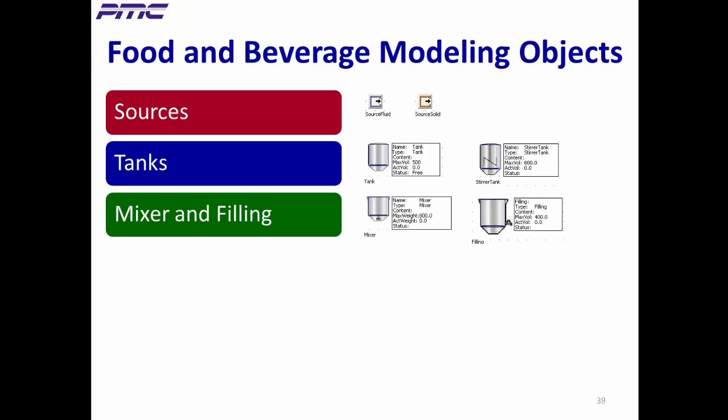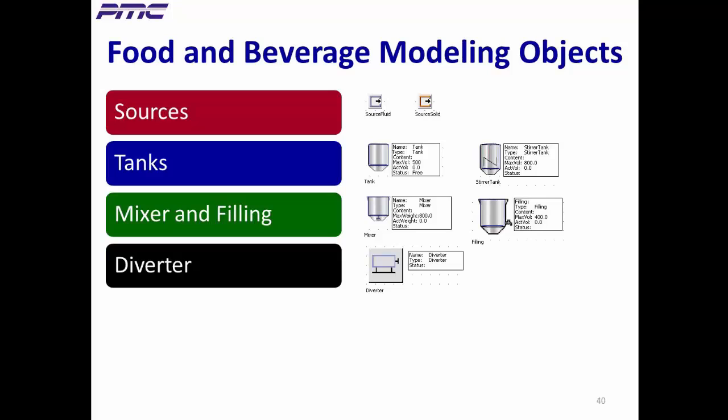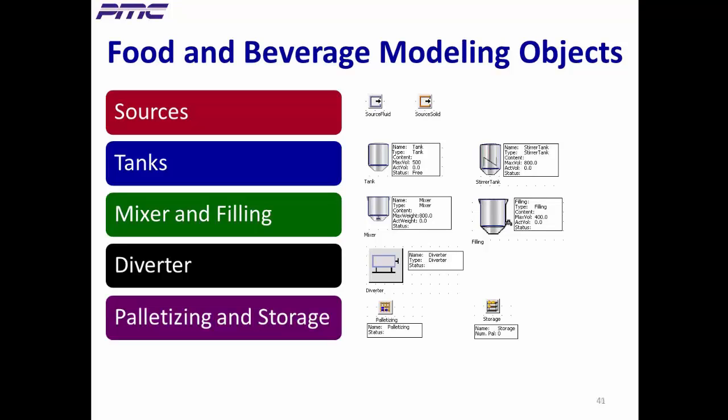The mixer is a special tank that can process both liquids and solids and mixes them together. The filling object is another specialized tank that consumes liquids and produces solids that represent filled cases like bottles or filled molds. The diverter singularizes products that have been filled into forms by the filling object. The palletizing object loads products onto pallets. The storage object stores pallets. It optionally lets you directly enter truck orders according to delivery dates.